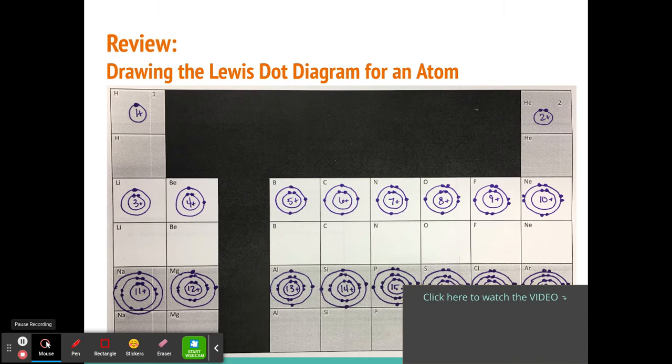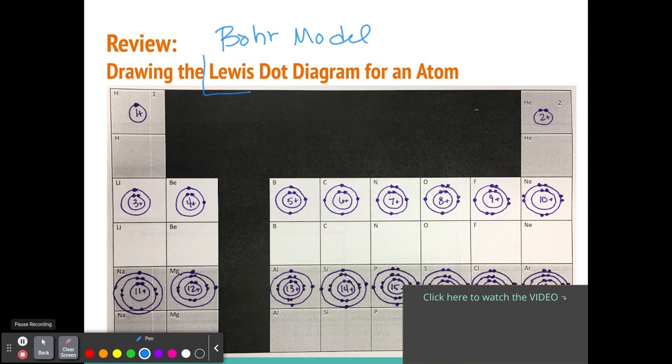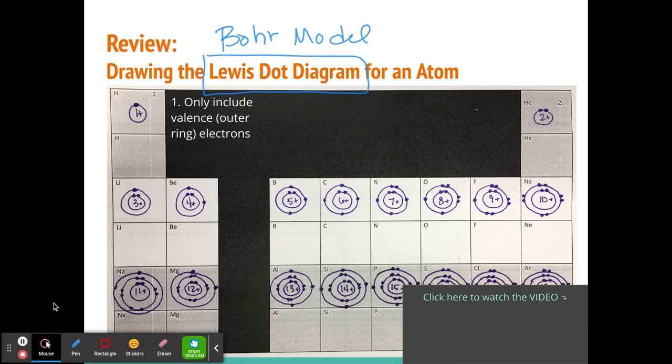We're going to take a look at drawing the Lewis dot diagram for an atom. So on this sheet right now, you have a Bohr model for each atom. Notice that the Bohr models contain all the electrons in each atom. Well, we're going to take a look at the Lewis dot diagram for atoms. And when we draw the Lewis dot diagram, we are only going to include the valence electrons, which are the electrons in the outermost ring.